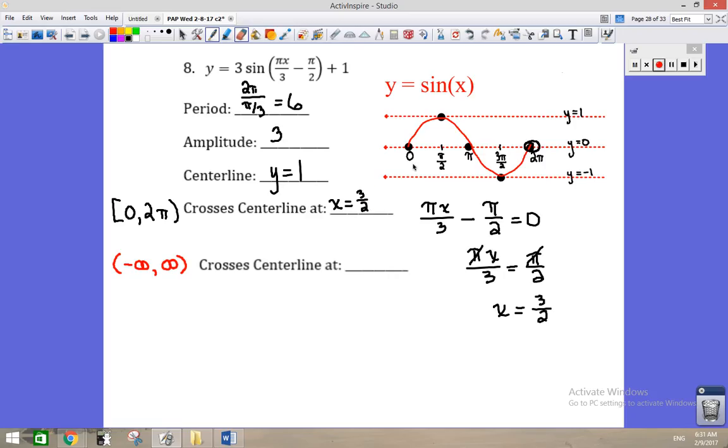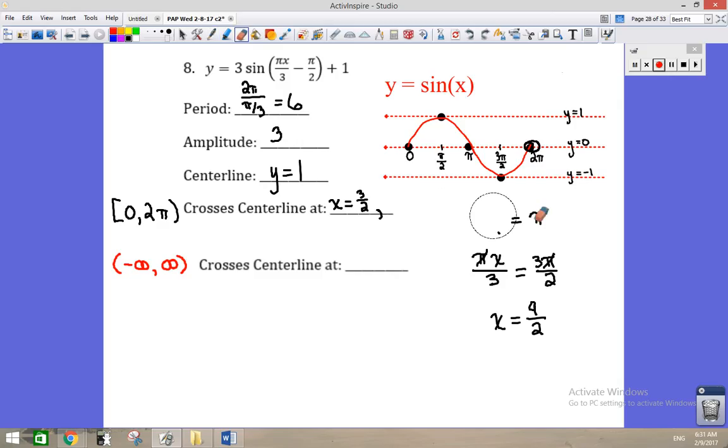Now the next time that it crosses the center line is at pi. So instead of setting this equal to 0, we take this expression and set it equal to pi. We're substituting this expression for pi because we know the sine of pi crosses its center line. So again, let's solve this for x by adding pi over 2 to each side. Pi plus pi over 2 is 3 pi over 2. The pi's cancel. And if you multiply both sides by 3, you get 9 over 2.